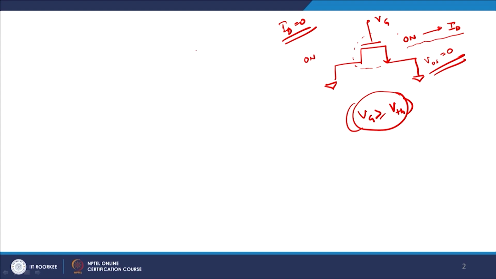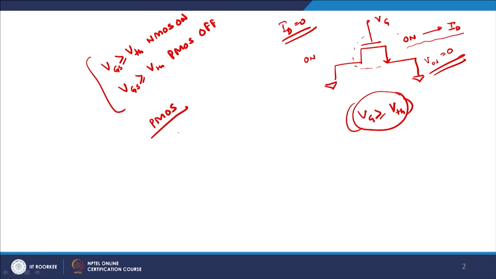So, let me recapitulate. For an n channel device, when Vg is greater than or equal to Vth, NMOS is on. And let us look at PMOS: whenever Vg is greater than Vth, PMOS will always be off, because for PMOS I require that the condition be on Vg as gate to source, and for PMOS the condition is that my VGS should be less than or equal to the modulus of VTHP. That is very important.